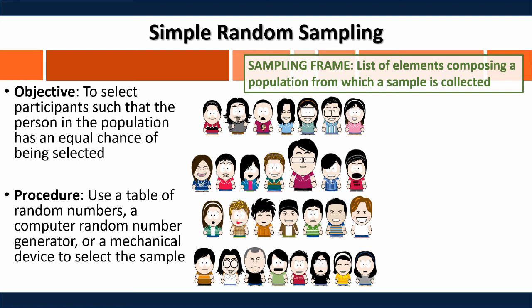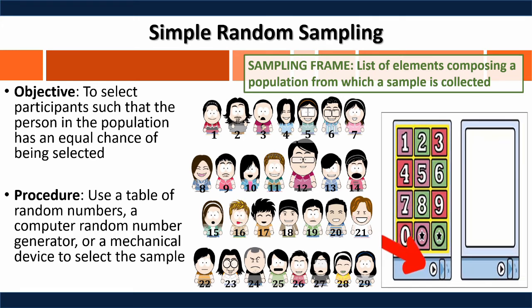The easiest way to conduct simple random sampling from this population would first be to assign a number to each person from 1 all the way to 29. Then, a researcher would turn to a random number generator that can easily be found on an internet site like random.org and input the parameters for the random number generator. In this case, the boundaries must be between 1 and 29.